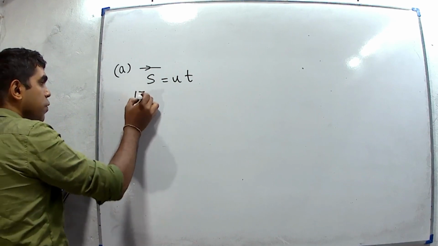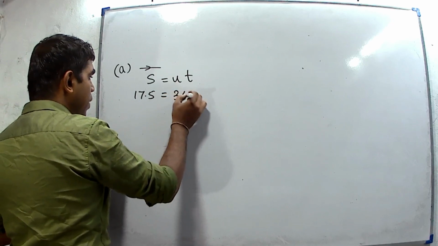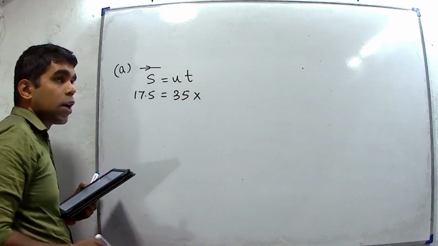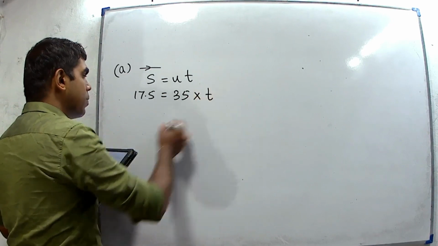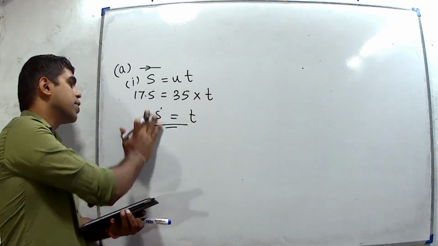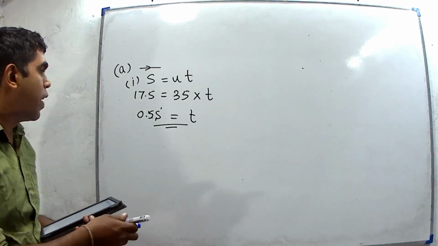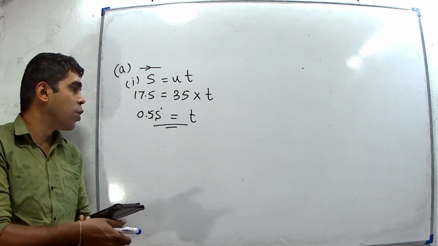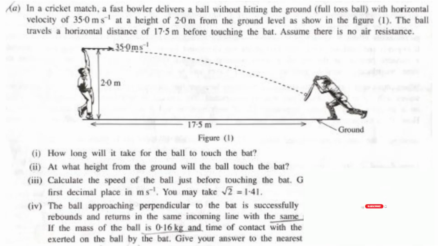Distance 17.5 meters, velocity 35, it is constant for the horizontal motion. We have to calculate the time. We have to bring 35 to the left hand side, then the answer is 17.5 divided by 35, which is 0.5 seconds.